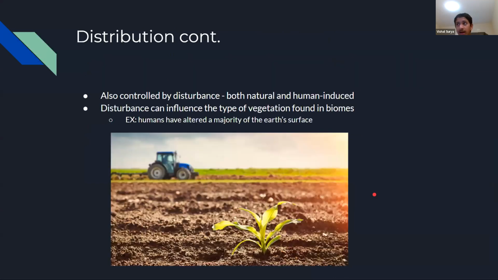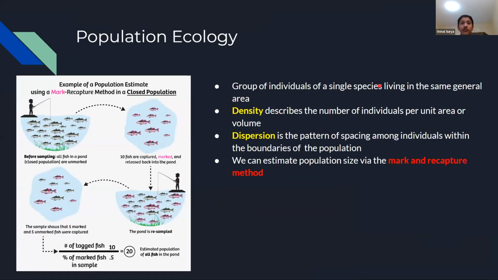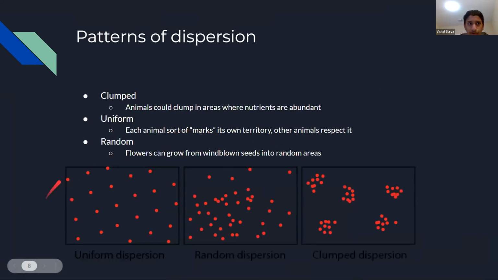So next, someone asked about dispersion. Perfect. There are 3 types of dispersion, and the main definition of dispersion we're going to talk about is the pattern of spacing among the individuals within the boundaries of a population. So let's say the boundaries of the population are these black squares.